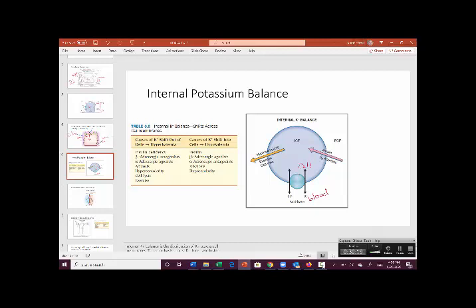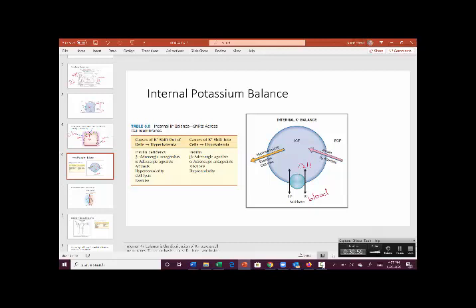That's internal potassium balance. Again, internal potassium balance is the distribution of potassium across cell membranes from the cell to blood or blood to cell. To re-emphasize, most potassium is present inside the cells of your body. Even small potassium shifts across cell membranes can cause large changes in potassium concentrations in the ECF and the blood.